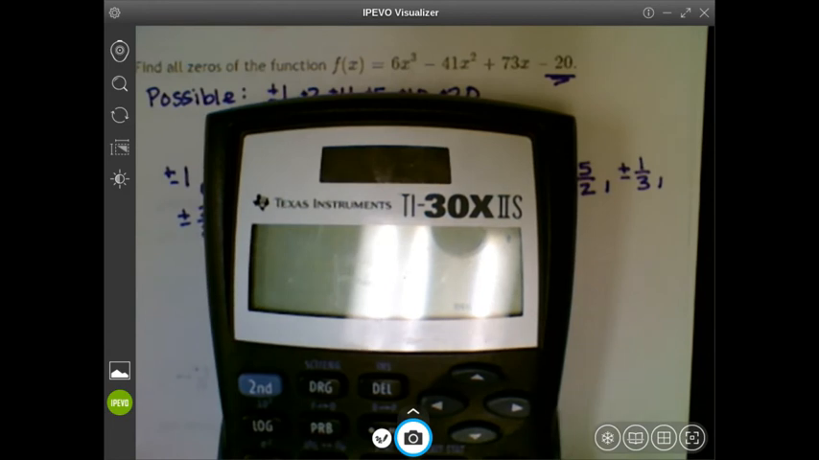So this will be 6 times 1 to the power of 3 minus 41 times 1 to the power of 2.